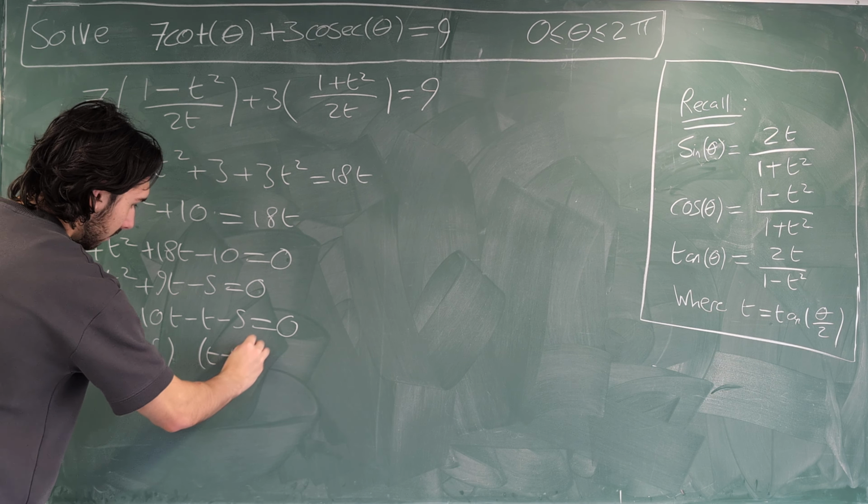Now remember, t is tan of theta over 2. So that means that tan of theta over 2 is 1/2, or tan of theta over 2 is minus 5. Okay? So now we once again have some trig equations, but do you see that we turned it into an algebraic equation, did all the hard stuff, and then just turned it back into trig pretty much at the end? It's pretty cool, right?